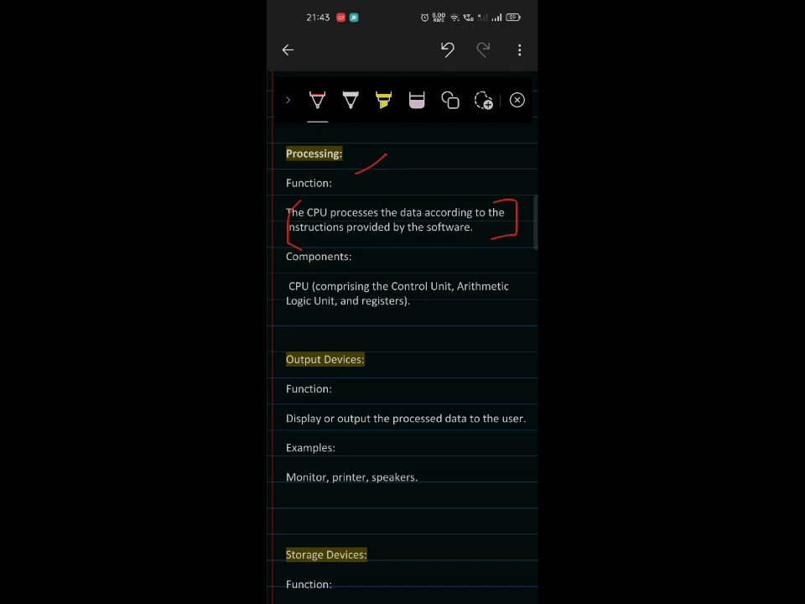Output devices. The function of output devices is to display or output the processed data to the user. The data we have given to the computer through input devices will be shown on the display in the form of soft output or hard output through monitor, printer, or speaker. That is known as an output device.